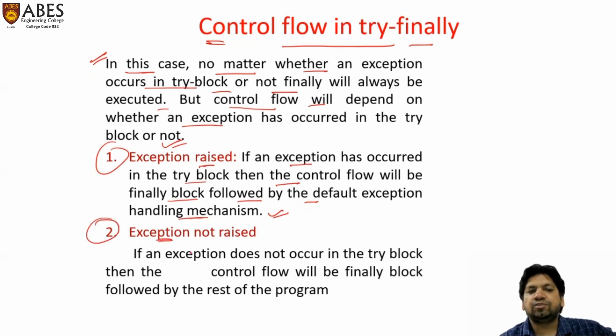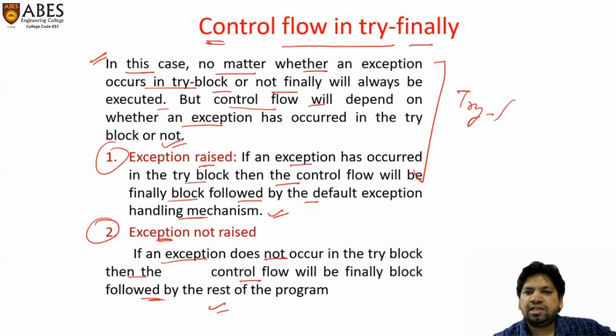Second part, no exception in try. If an exception does not occur in the try block, then the control flow goes to the finally block, followed by the rest of the program. This is the control flow of try finally.